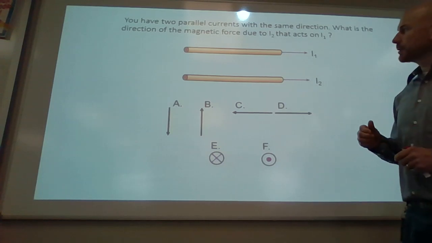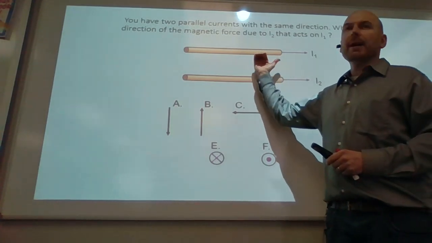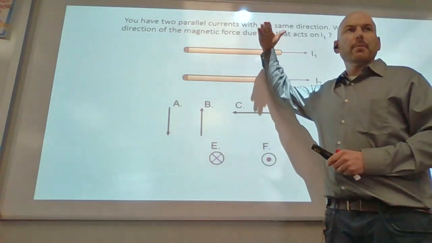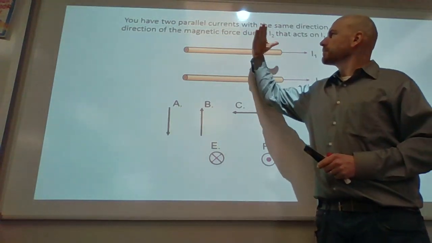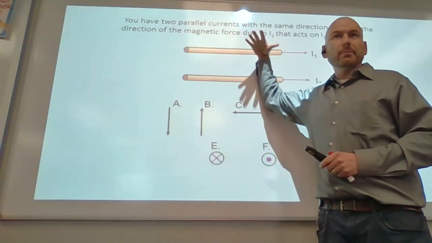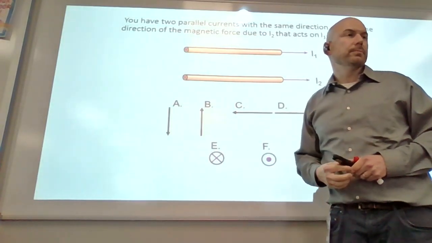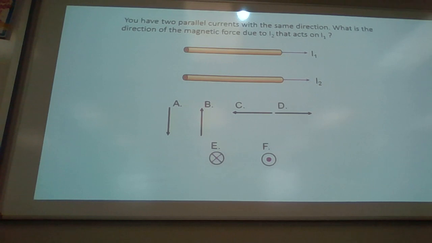Okay. Correct answer is A. This one creates a magnetic field coming out in this vicinity. This one is in this magnetic field. Thumb is the direction of I1. This is the magnetic field from I2 and the force is down. You could go through the same procedure and get that I2 is going to be forced up, but also Newton's third law. You can use that as a shortcut.